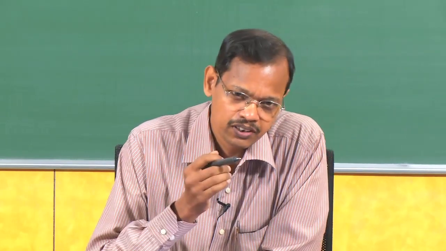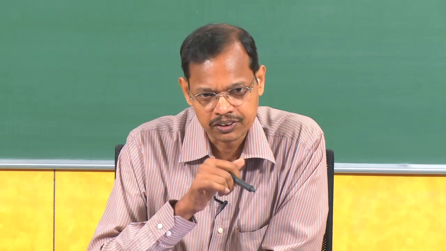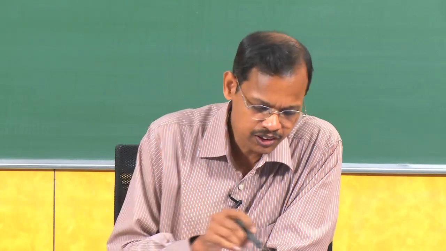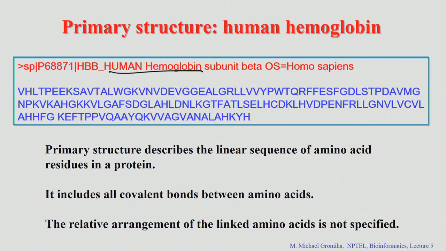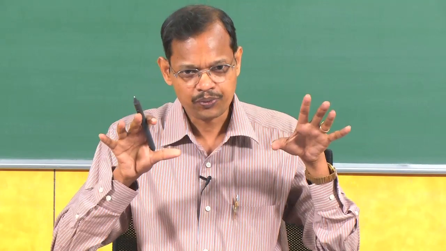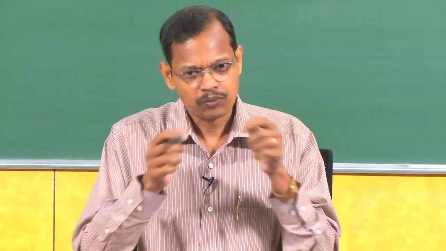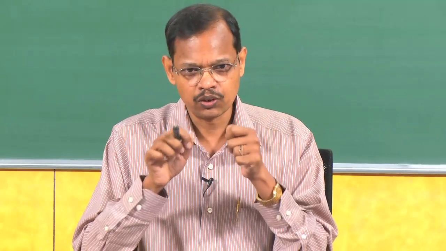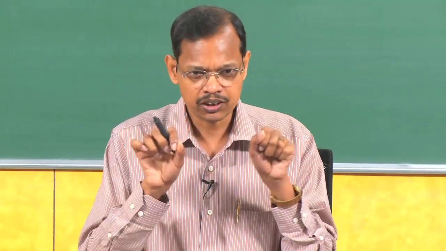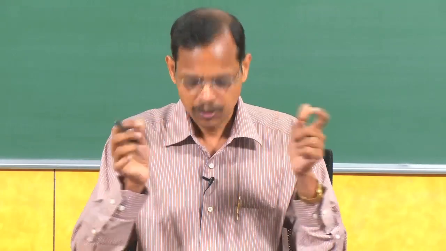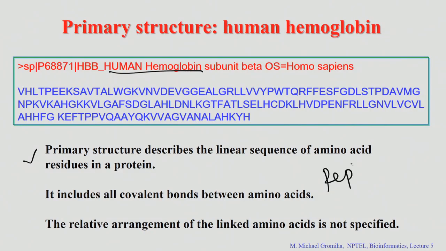So, what information do we get from the primary structure? The primary structure gives the linear sequence of amino acid residues, so it gives you the specific combination of these residues. The second one is that it includes all covalent bonds, because when you join two different amino acids, how do they combine? Covalently, by the elimination of a water molecule, we form a bond. What is the name of this bond? The peptide bond, right.